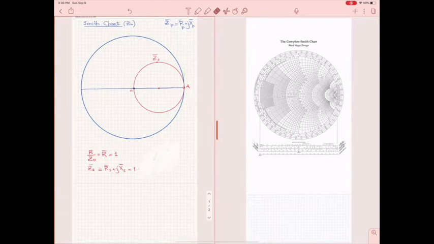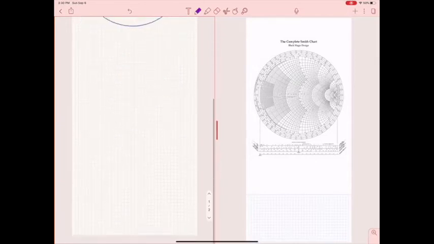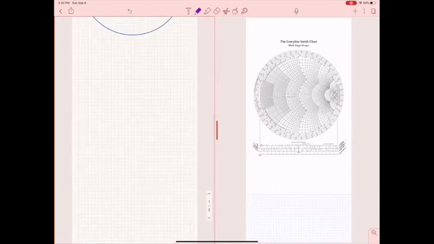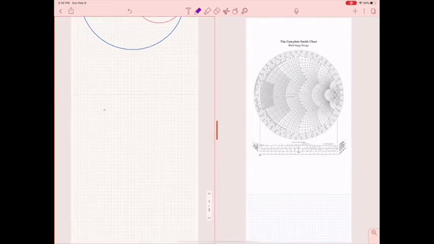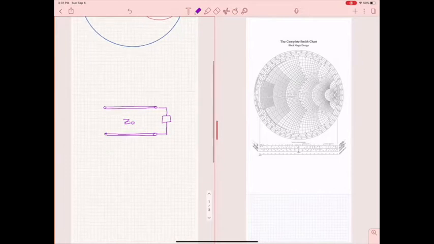What we are going to do next is the following. I'm going to draw a transmission line. Here we have a transmission line, and this transmission line has a characteristic impedance Z0 and has a load at the end, ZL. And now I would like to find something at a distance D.